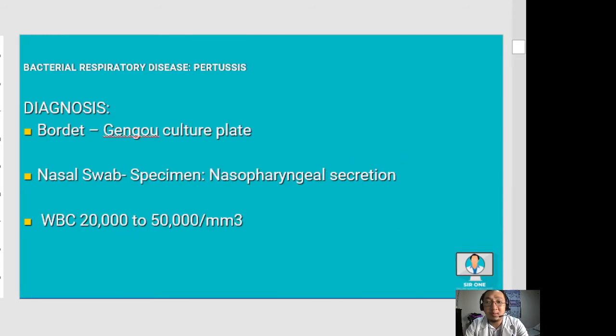Diagnosis is Bordet-Gengou culture plate or the cough plate test. In other references, nasal swabbing can also be done, taking samples from the nasopharyngeal secretion. And usually the WBC count is increased up to 50,000 or more cubic millimeters.